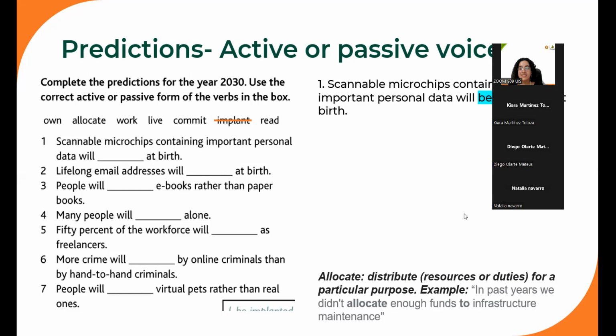Okay, the second one, lifelong email address will be provided address. No, in this case, it will be allocated at birth. Okay, so you distribute this resource for a particular purpose, so it will be allocated. Yes, Karen, number 3.